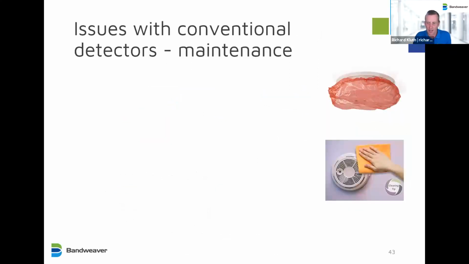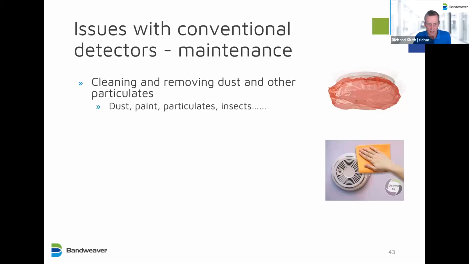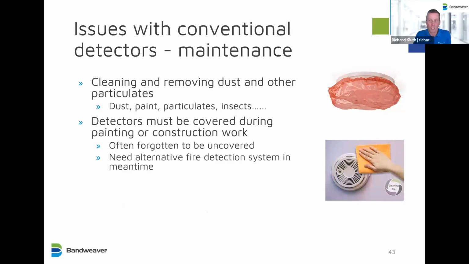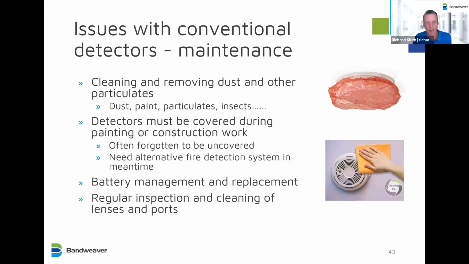Similarly, if we look at the standard maintenance issues with some of these detectors, cleaning and removing dust and other particulates is not something that we need to worry about. When there's painting or construction work, existing sensors have to be covered. Often they're forgotten to be uncovered afterwards. And if the construction or painting work is over an extended period, you need a backup fire detection system while these are covered. You have battery management and replacement, regular inspection, cleaning lenses and ports, and realignment of detectors, none of which is an issue for the fiber optic linear heat detection.